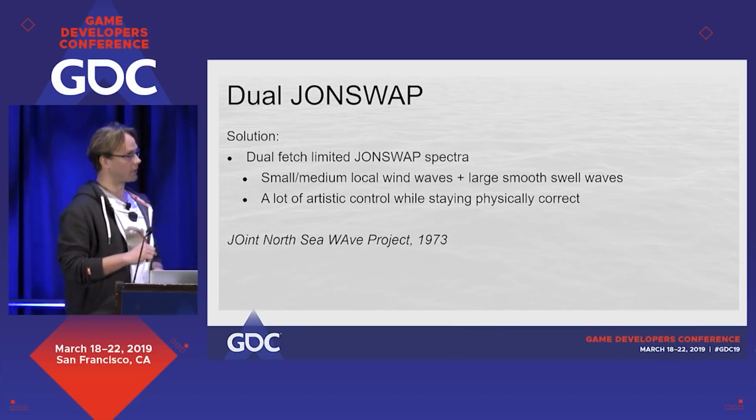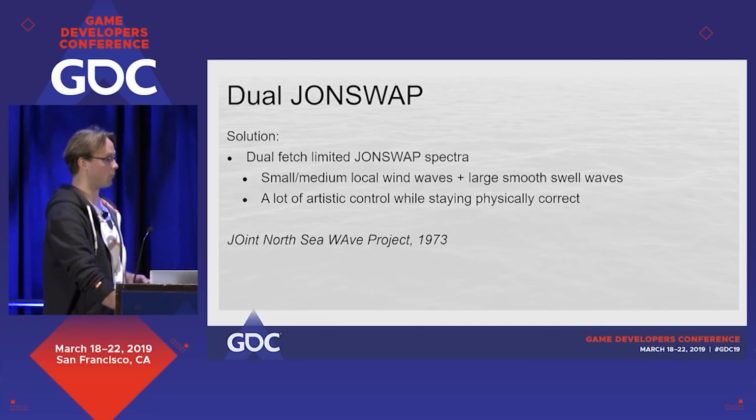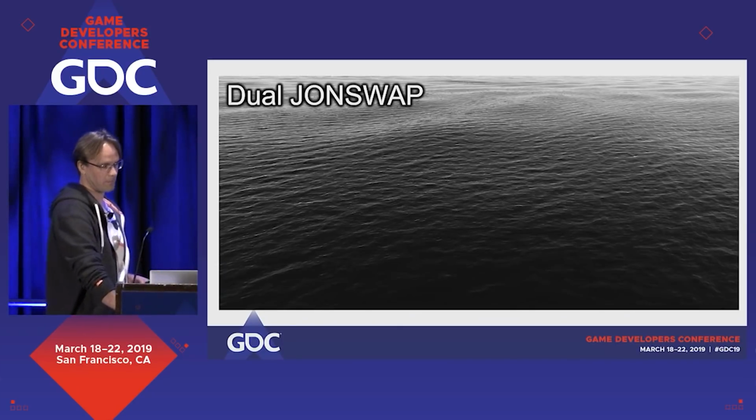Why dual? Because it will allow us to simulate like 2 spectra for the cost of 1. So the first spectrum will simulate, for instance, the small, medium local waves generated by the local winds, and the large decaying waves generated by the storms like 100 miles away long time ago. These long waves will be simulated by the second JONSWAP. And this is how it looks.